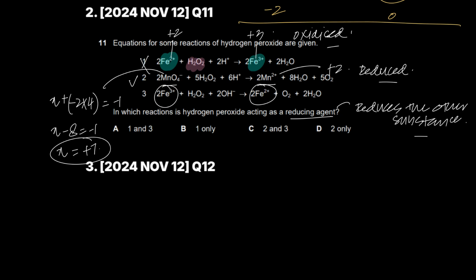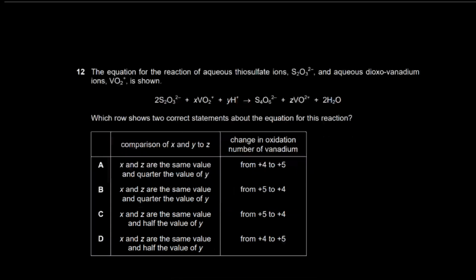Fe3 plus is going into Fe2 plus. Is it being reduced or oxidized? Obviously, it's reduced iron. So yes, here H2O2 is also acting as a reducer. Because obviously, if this is being reduced, something is reducing it. H2O2 is reducing this one. Here H2O2 is oxidizing this one. So 2 and 3. Boom. This is the correct option. Easy. Oh, so simple. Next.